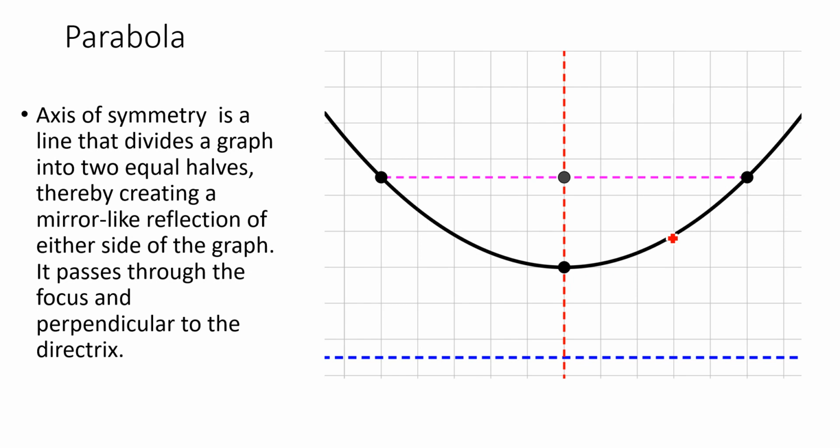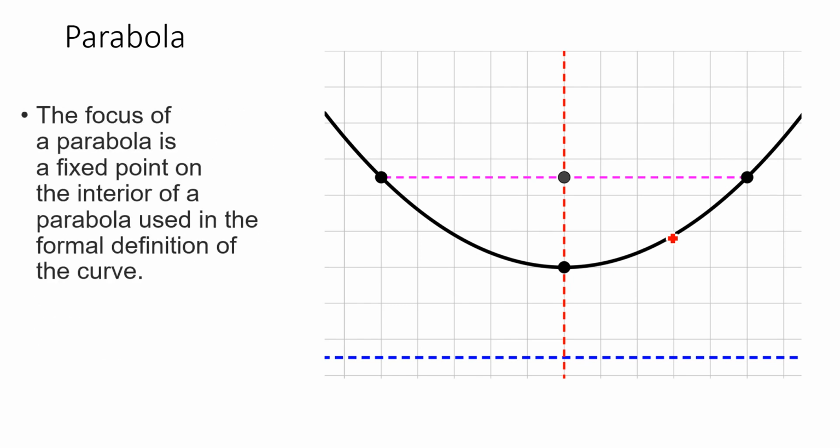Now, when we say focus of the parabola, it is a fixed point on the interior of the parabola, using the formal definition of the curve. The definition of the conic sections always involves a fixed point called the focus. In this case, the focus is this one.